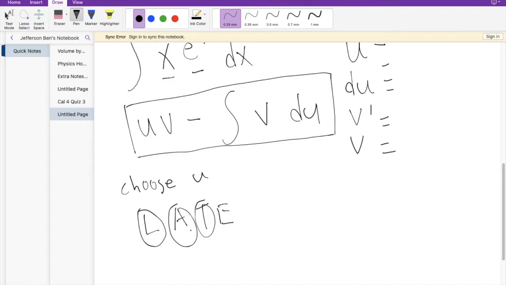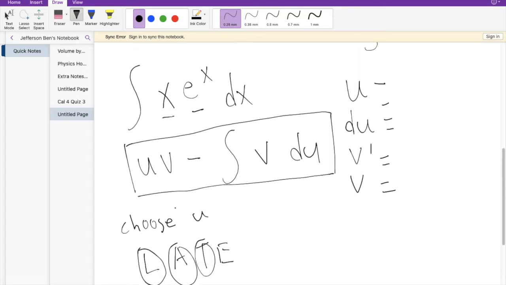We will always choose u for logarithms. In this case, we have algebra, which is x, and we have an exponential, which is e. So it's obvious we choose u as x, based on this pattern. So we choose u equal to x. And if you differentiate, du equals dx, right? This is simple differentiation. And when you choose u, you know the other one will be v prime, which is just e to the power of x.